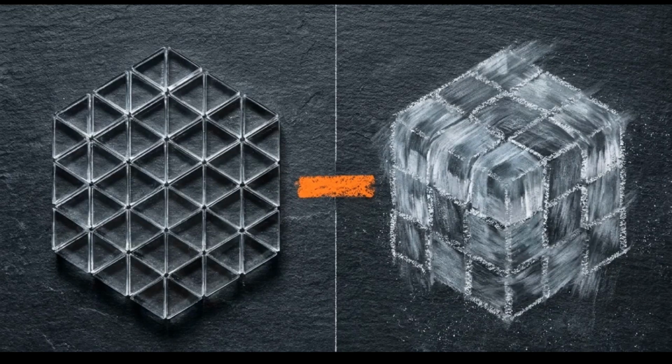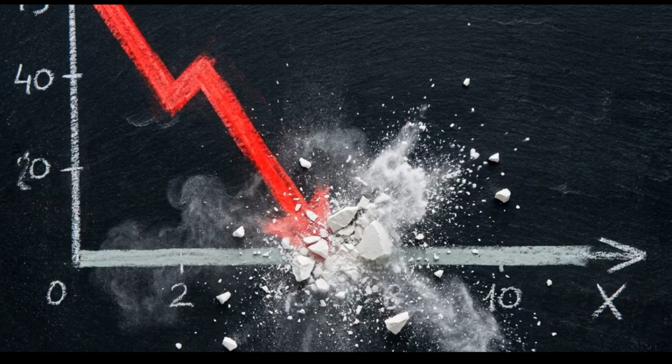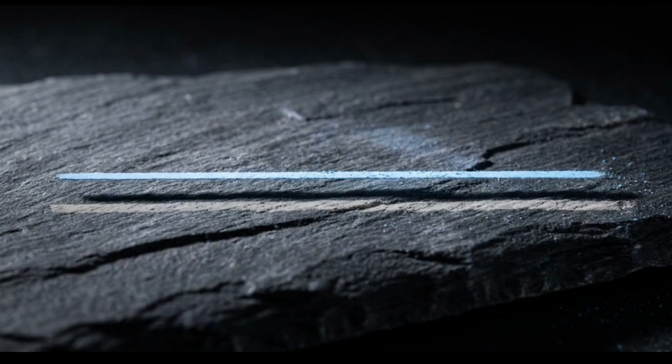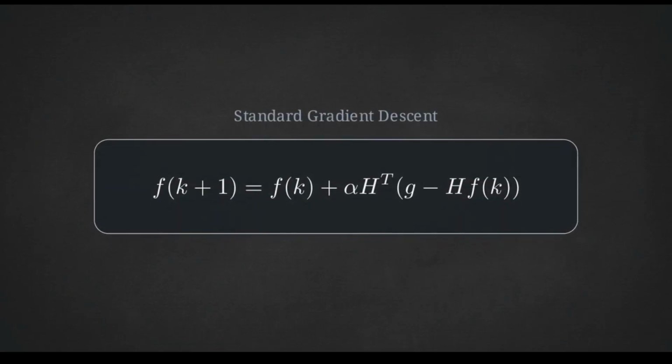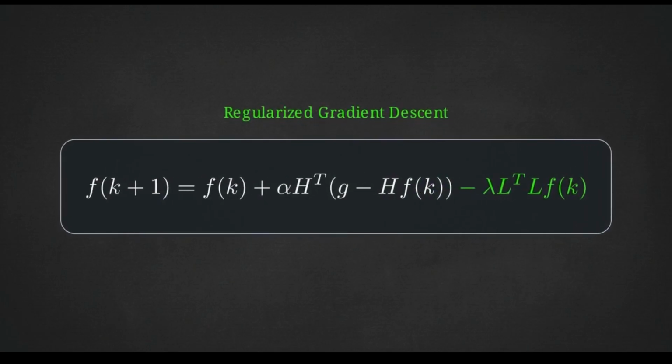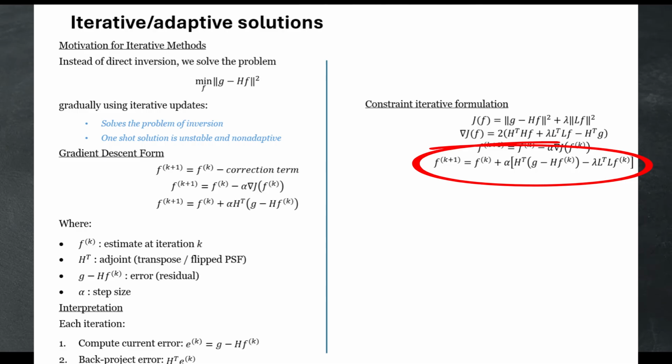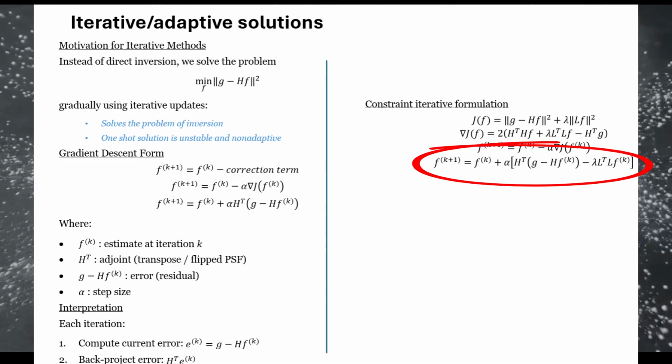During execution, the algorithm blurs the current estimate to compute its error against the raw sensor data. Large initial deviations result in aggressive mathematical corrections through the adjoint matrix. As the residual error shrinks, the correction term zeroes out, allowing the recovered output to stabilize. We can integrate structural constraints by taking the derivative of the regularized objective function, which appends a penalty term to each update. This penalty acts as a structural anchor, pulling the calculation toward a physically realistic result at every step.